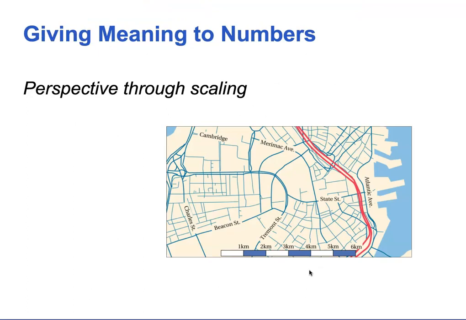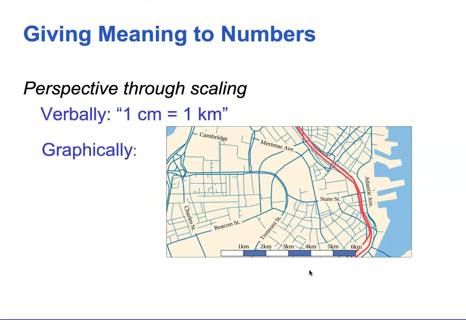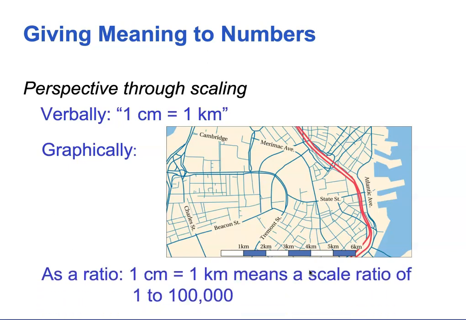Perspective through scaling. So we're going to look at some maps. Okay? Verbally, if you looked at this, 1 centimeter equals 1 kilometer on this map. Graphically, you look at it like this, and at the bottom you could see this is a centimeter, and that equals 1 kilometer. If you were to measure that, that would be 2 kilometers, which would be 2 centimeters. As a ratio, 1 centimeter equals 1 kilometer means that the scale ratio is 1 to 100,000.